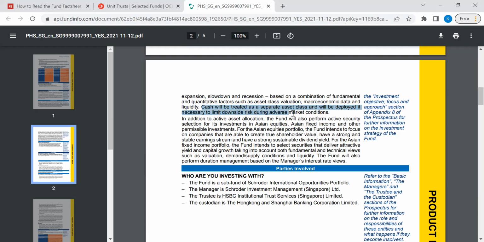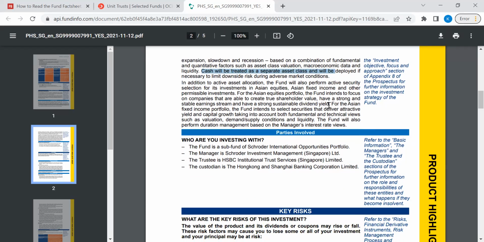Cash will be treated as a separate asset class and will be deployed if necessary to limit downside risk during adverse market conditions. Okay, it's not clear how they will actually do it. A separate asset deployed as necessary to limit downside risk. The common sense way is, if you think the market is going down, definitely you will have more cash, right? You have less assets, more cash to prepare for it.